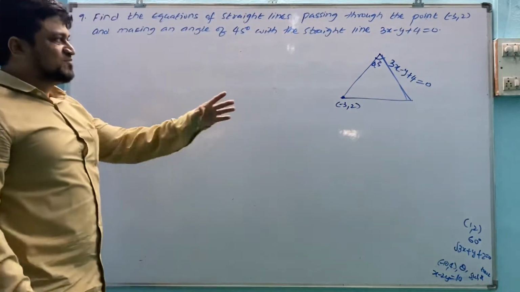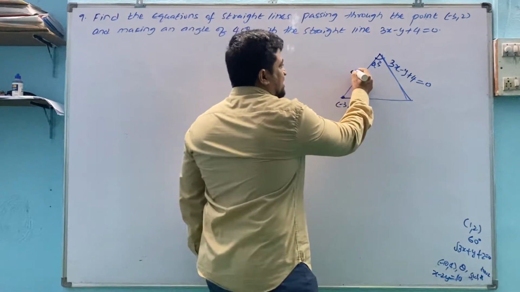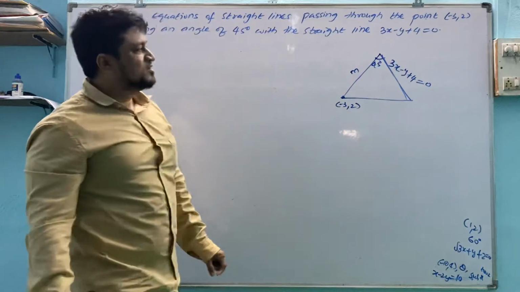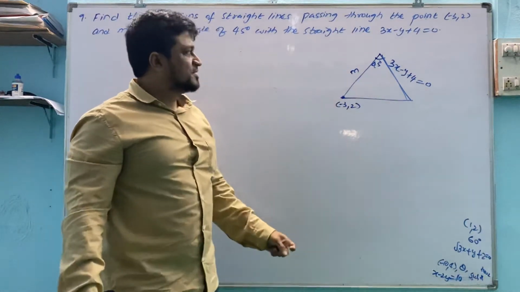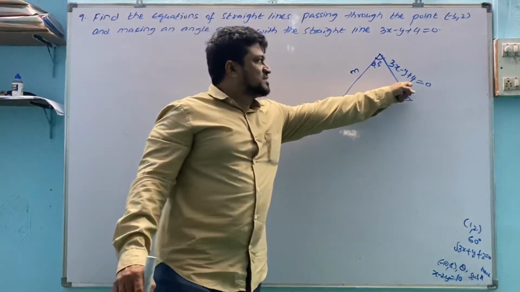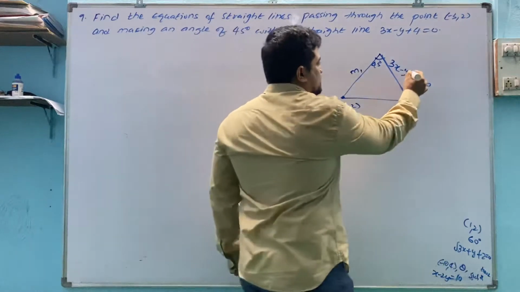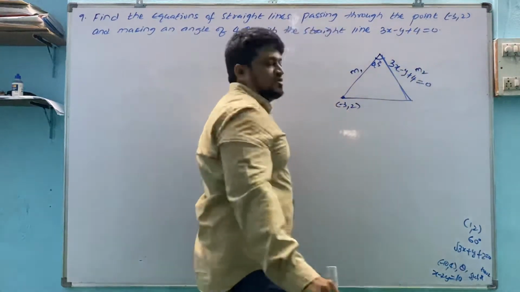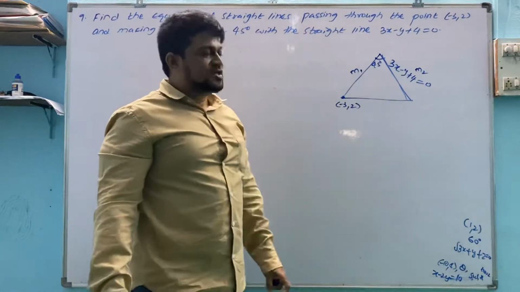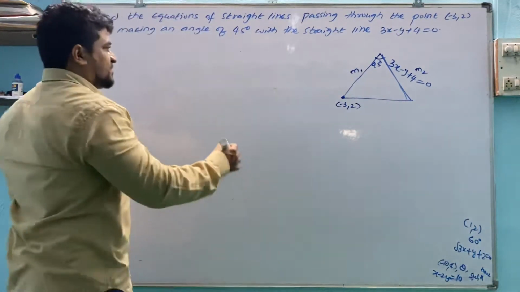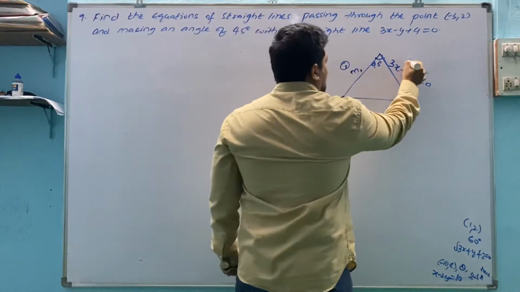So once we have this type of question, what you have to do is, we have to think that this is m. Slope of this line is m, and we need to find slope of the second line. This slope is m1 and the second slope is m2. An angle between them is 45 degrees. So first thing, we'll consider the lines here. This is line 1 and line 2.